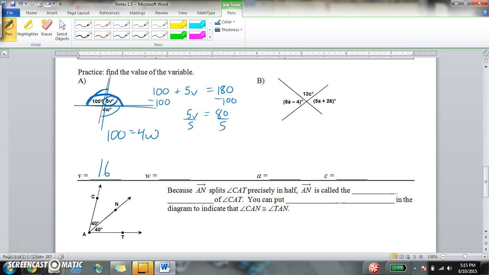So 100 would equal 4W, because when two things are congruent, that means that they're equal to each other. So I divide by 4. 100 divided by 4 means that W equals 25.